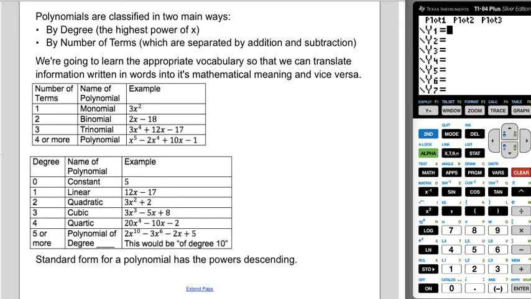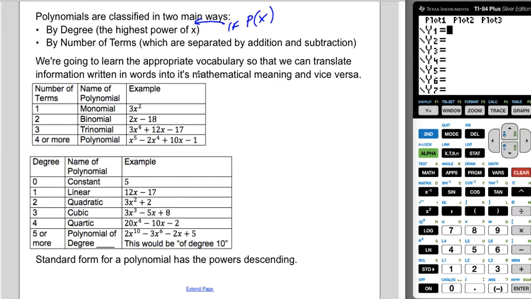So polynomials are classified in two main ways. The first is by degree, meaning the highest power of the x, which is a bit of a lie. We could talk about what polynomials look like in multiple variables, but for our purposes in this course, we're talking specifically about polynomials in terms of one variable. So by the degree, which is the highest power of the variable, it doesn't have to be x, and by the number of terms, which are separated by addition and subtraction.